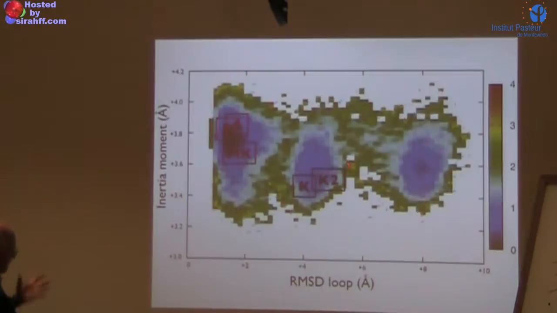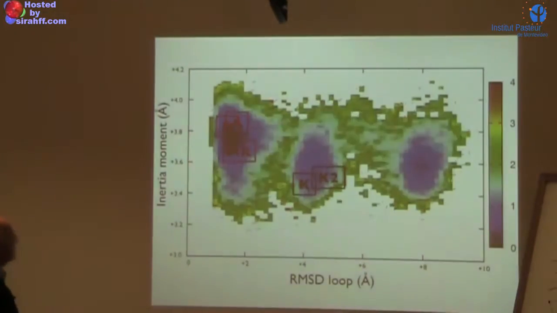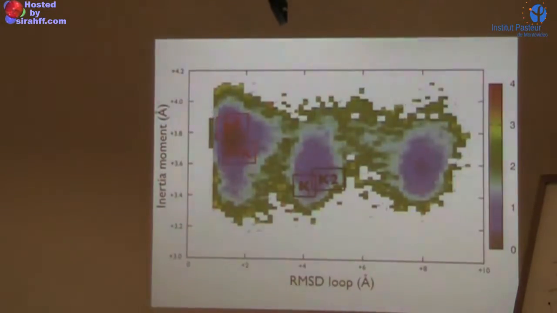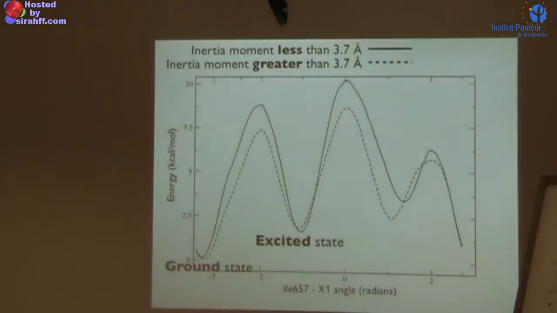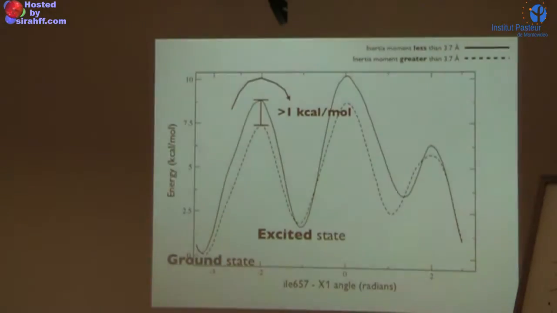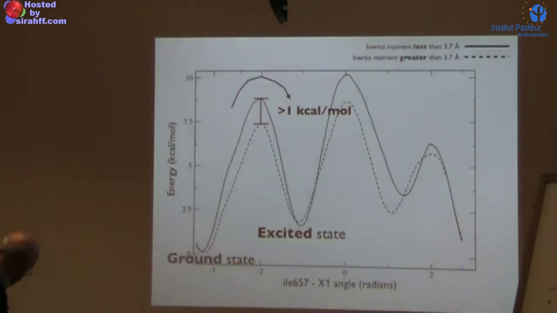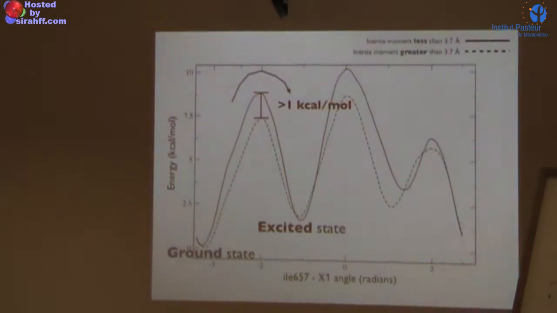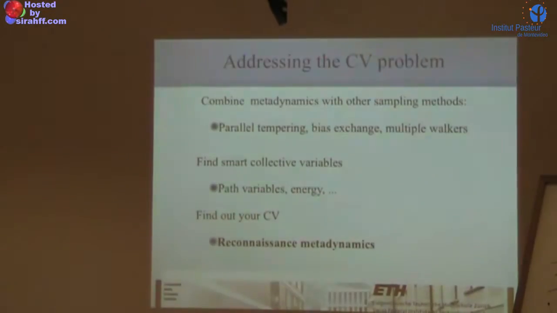The loop is in this position, but the two chopsticks are close together, the thing is not active. When I put the MLL, then the loop opens up and the thing becomes active. There's a nice correspondence: when the inertia momentum is less than a certain value, the ground state, when the thing is not so open, we have a barrier. When the thing opens up, it is lower, and there is a difference in free energy of about 1 kilocalorie, which is also compatible with the population.